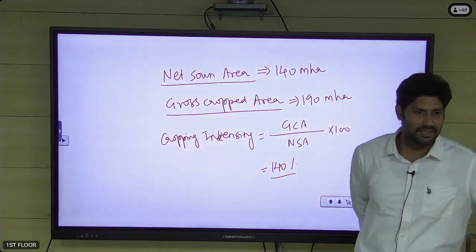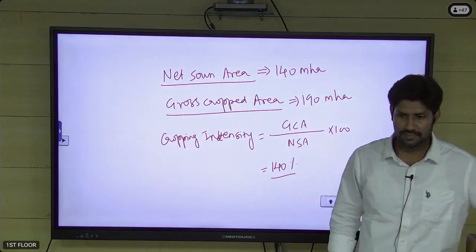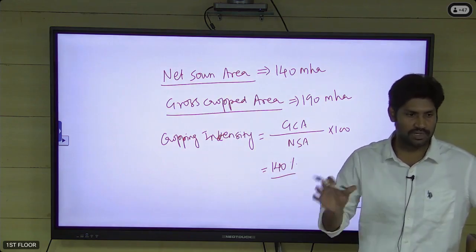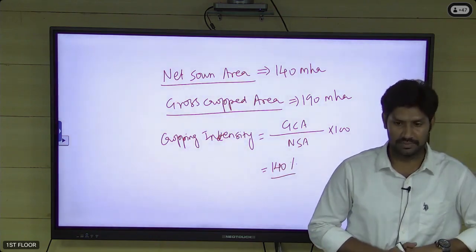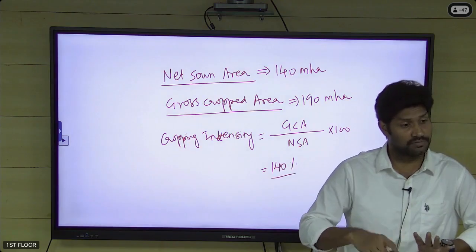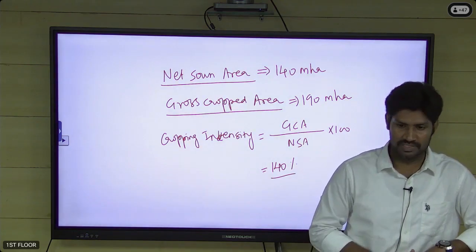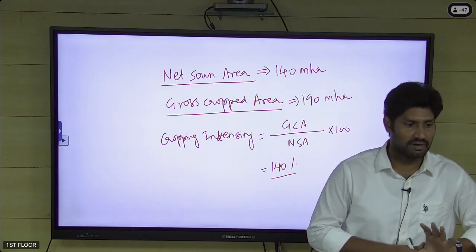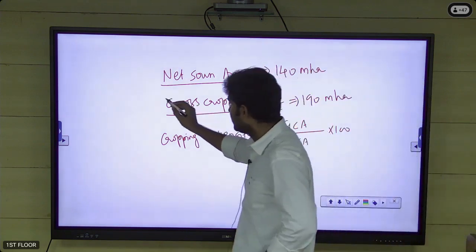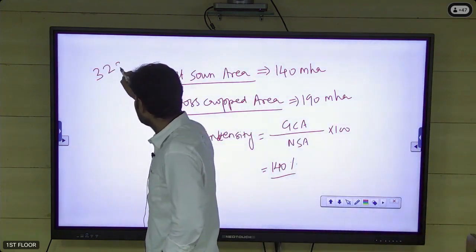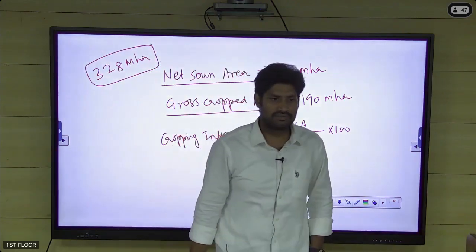Net sown area, the total area available for cultivation, the total arable land, is called the net sown area. You know, currently India has the world's largest arable land. Actually, China is the major producer of major crops, food grains, fruits and vegetables. But India has the world's largest arable land. Our total geographical area is 328 million hectares. This is the total geographical area of the country.